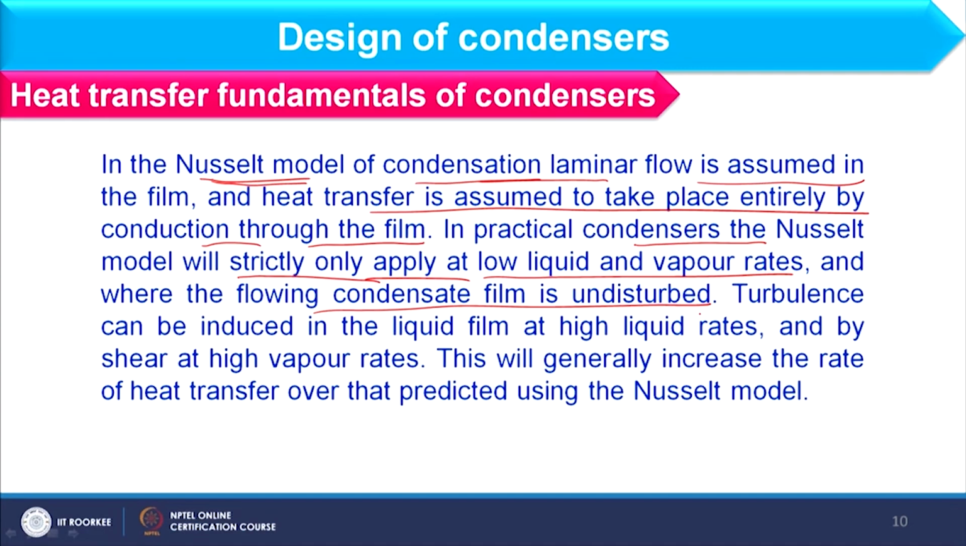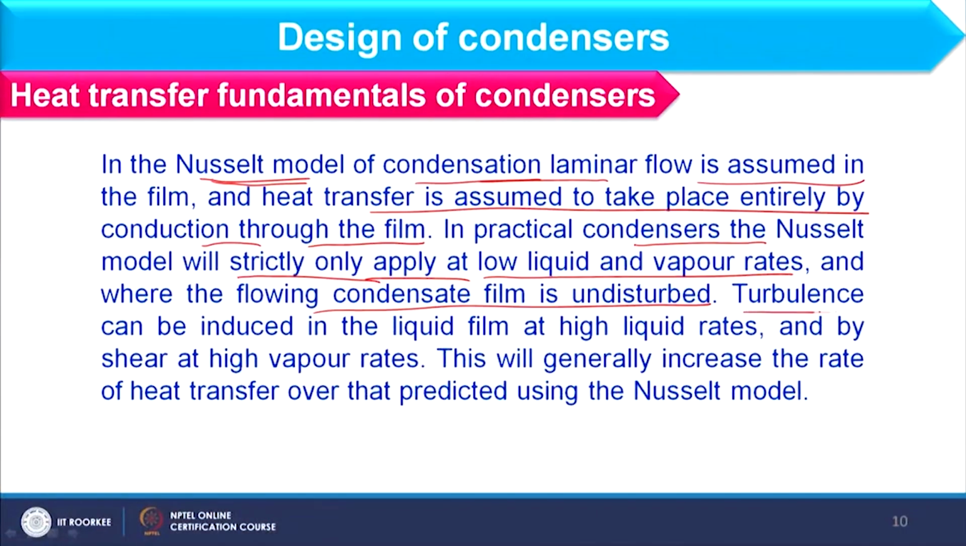So, we have to consider laminar flow, and we have to consider the conduction mode of heat transfer. So, the film should move uniformly at the surface. Okay. So, it should not be disturbed. Further, turbulence can be induced in the liquid film at high liquid rates and by shear at high vapor rates, because vapor movement is available along with the condensate film movement, and because of that some turbulence may occur because of the shear.